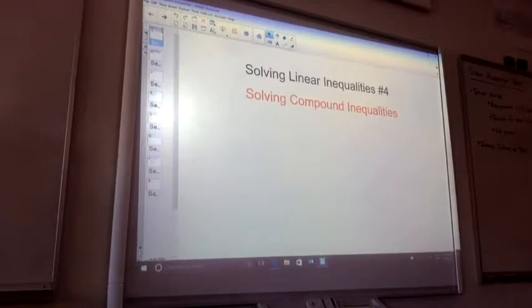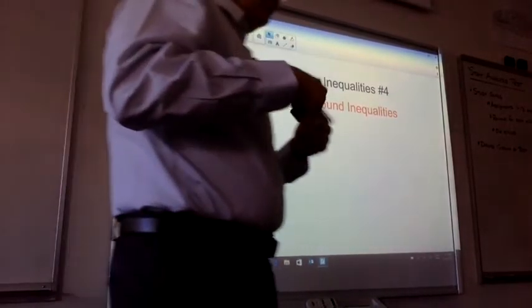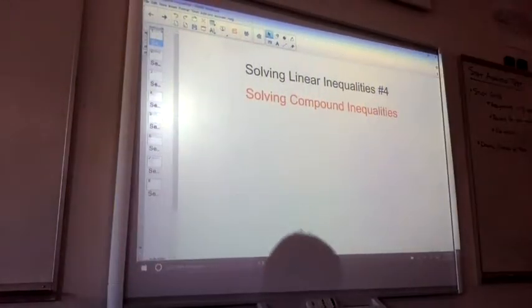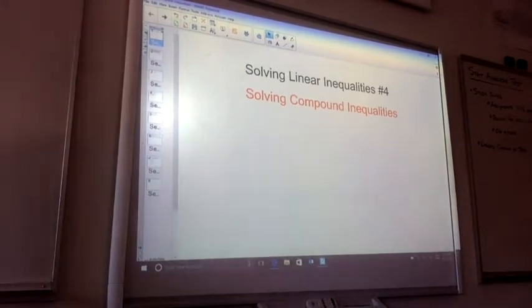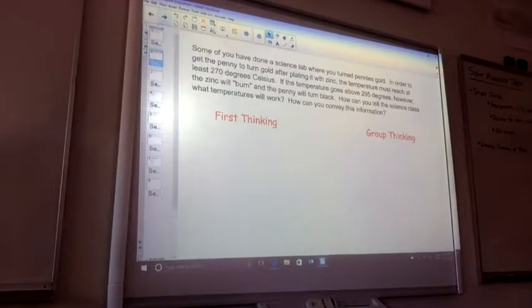Okay, so solving compound inequalities. This is a little deeper. This is where we're going to start putting two types of inequalities together. We've seen this a little bit where we were talking about the temperatures of ovens, or team scores, or anything like that. But this goes a little bit further, and we start using some vocabulary. So let's talk about this.